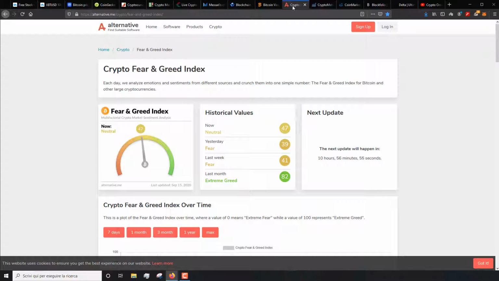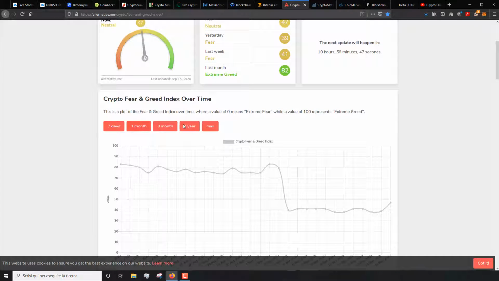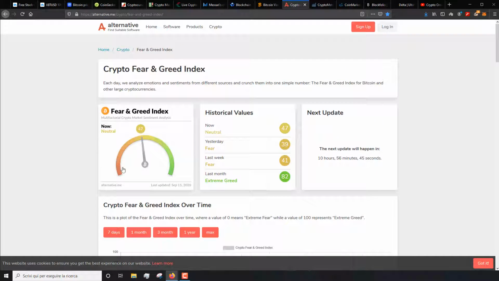So one of the things I like the most is the Crypto Fear and Greed Index, where you can actually see the market sentiment, and of course you also have all the statistical data. But again, I just use it to see what the community, what the investors are feeling. Here you have fear, extreme fear, neutral sentiment, greed, extreme greed, stuff like that. And that, I think, is really important.